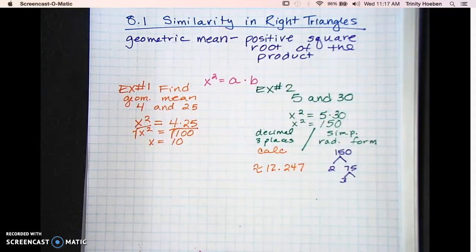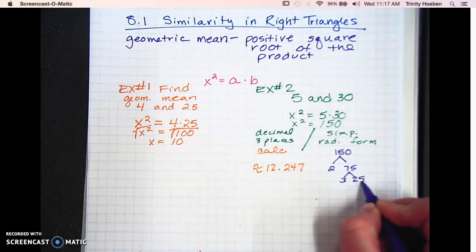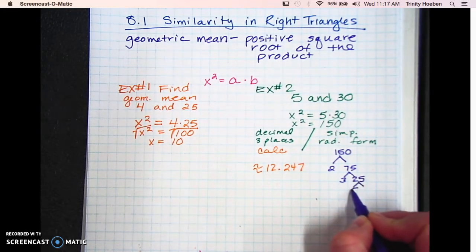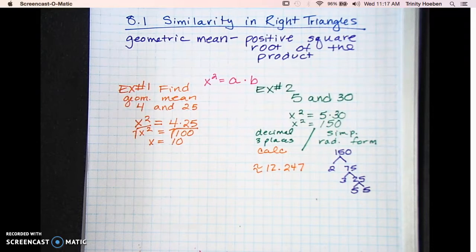3 times what is 75? You have 75 cents in your pocket. You have 3 coins. What are they? Quarters. They're 25 cents, right? Now we get to our smallest prime number being a 5 and a 5, right? Okay. So that's the prime factorization of 150.